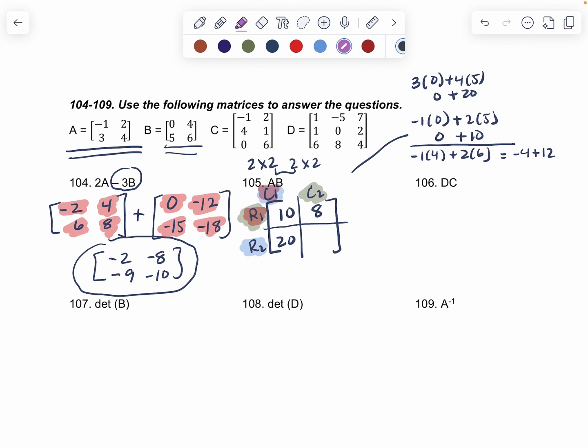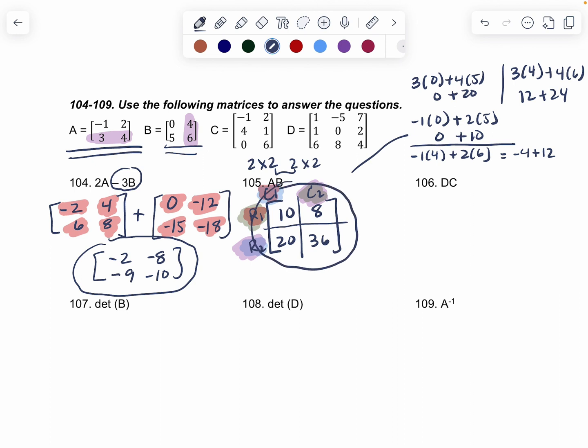Sorry. Okay, you have row 2 and then column 2. So I'm going to look at row 2 of matrix A and column 2 of matrix B and multiply that out. I'll do that over here. You're going to have 3 times 4 plus 4 times 6. So this is 12 plus 24, which is 36. So there's your final answer.